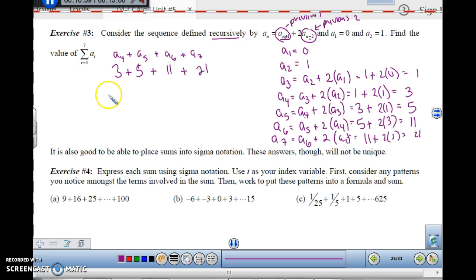So if I add these together, this is going to equal 3 plus 5 plus 11 plus 21, which is 40. So that equals 40. Okay, so those are some examples of sigma notation. We should be able to place some sigma notation as well, so we are going to work on the rest of this in class the next day.